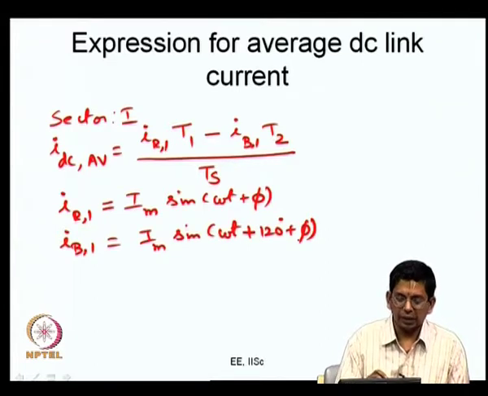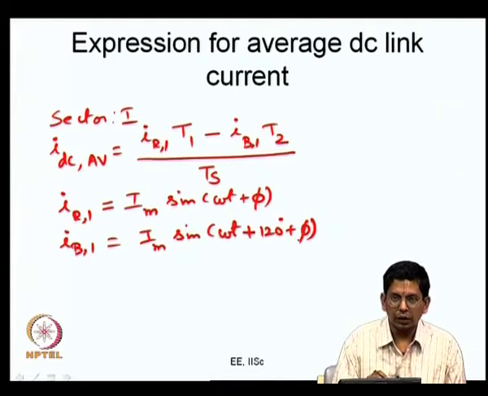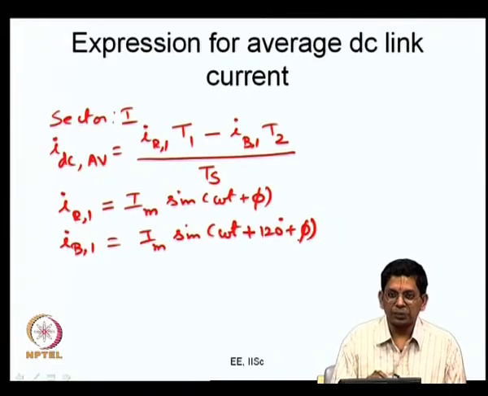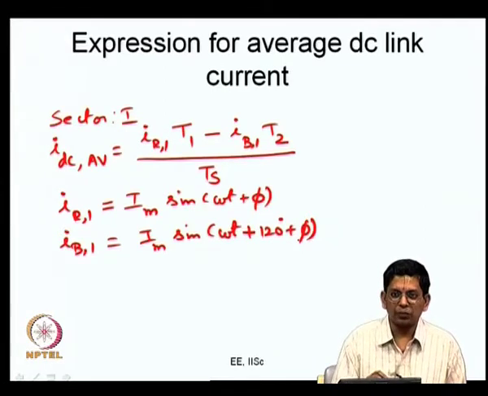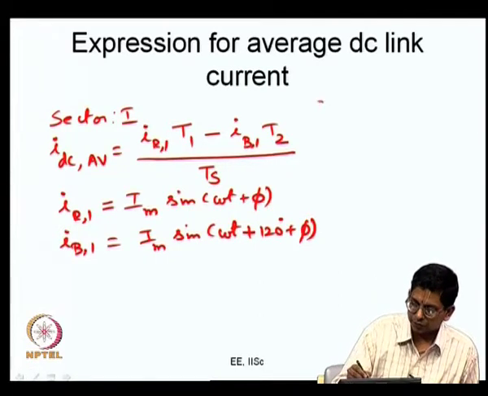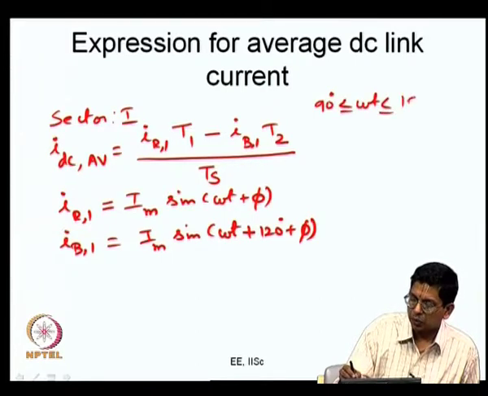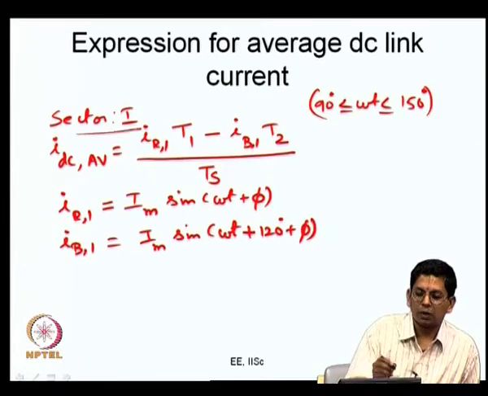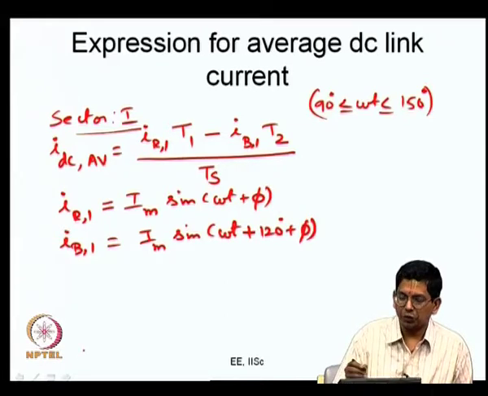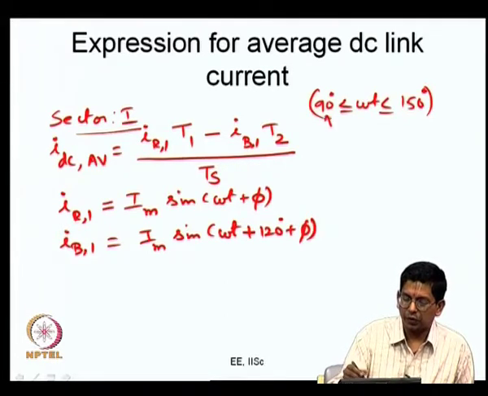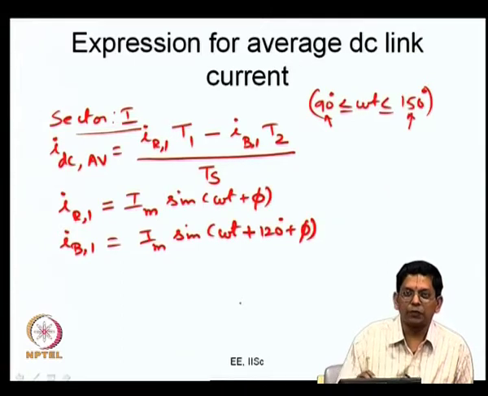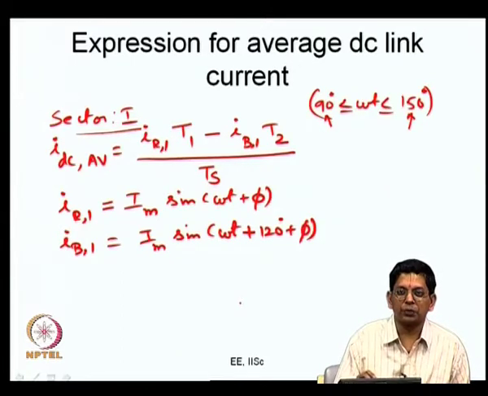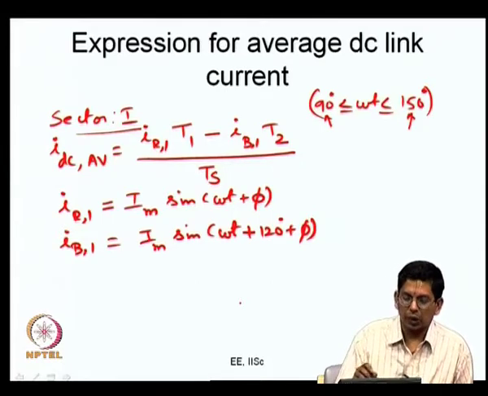Im is the peak value of the fundamental currents, omega t gives the present instant, where omega is the angular frequency and t is the present instant of time. We are considering omega t in the range 90 less than or equal to omega t less than or equal to 150 degree. This is the range we are considering. This is sector 1. Sector 1 starts from the positive peak of R phase fundamental voltage and extends to the negative peak of B phase fundamental voltage, and this is what you have now.